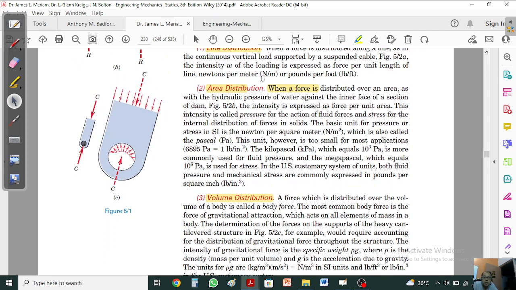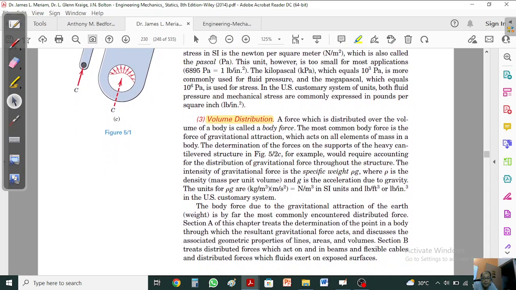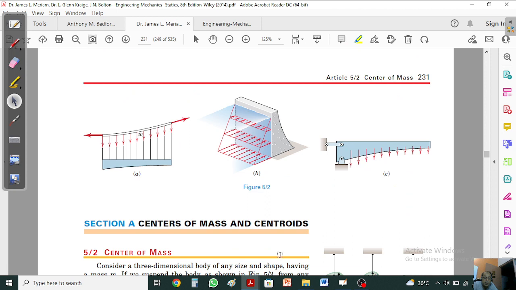For areal distribution loadings, area means pressure. It will be pressure loadings, and for volume it will basically be newton per cubic meter. It will be volume loadings. Its examples could be seen here just for knowledge. This is line loading. This is the pressure loading.